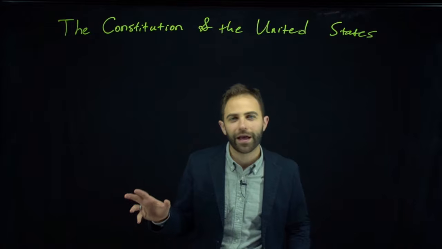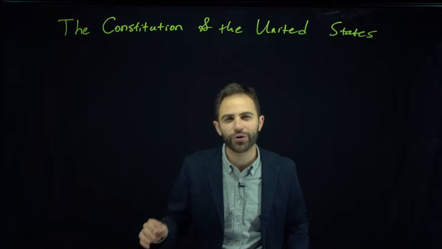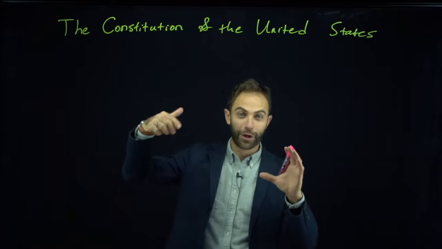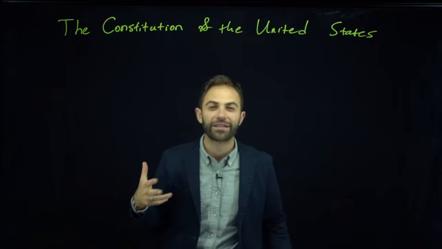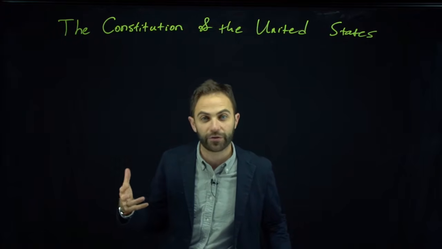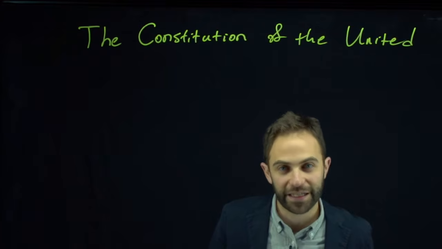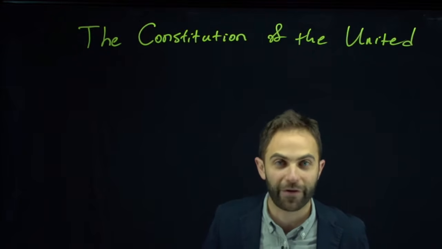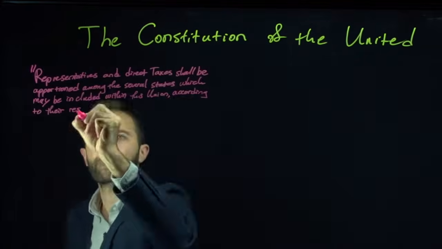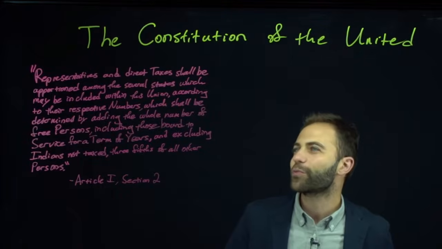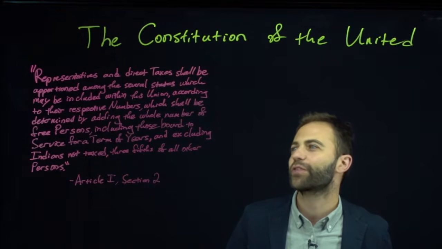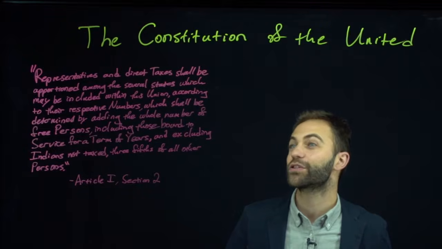Let's take a look at something that appears in Section 2 of Article 1. Article 1 is the first chunk of the Constitution, and it has to do with the legislative branch, with Congress and the kinds of powers that Congress has. Here is the first sentence of the third paragraph of Section 2 of Article 1: Representatives and direct taxes shall be apportioned among the several states which may be included within this union.